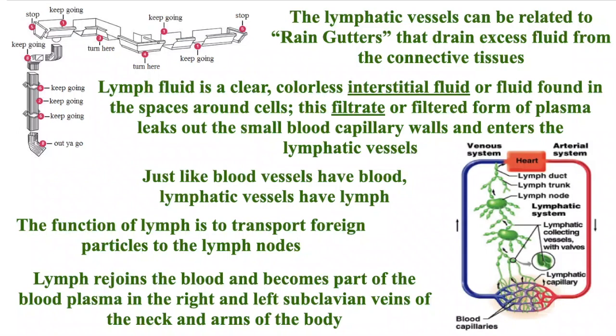Now, at the very end, lymph is going to rejoin the blood, so it's filtered out of the blood, out of the cells, out of the capillaries, and then it's gone through this filter system, and then it will be added back to the blood. And this is specifically going to happen at the right and left subclavian veins, and this is in the location of the neck and upper arms.